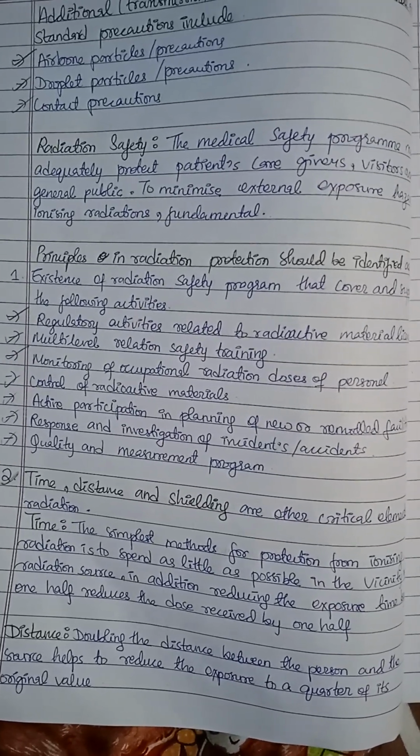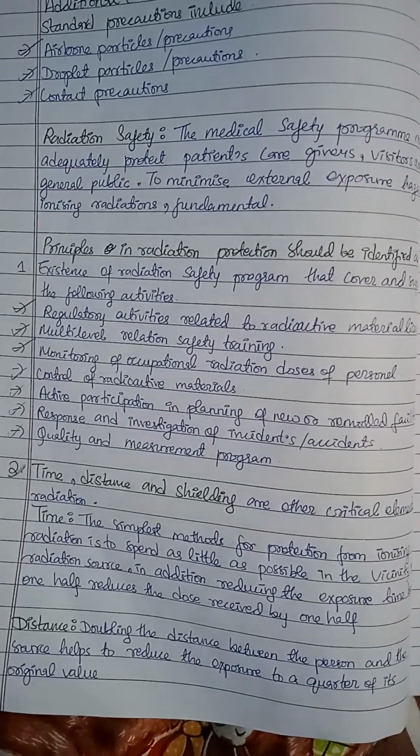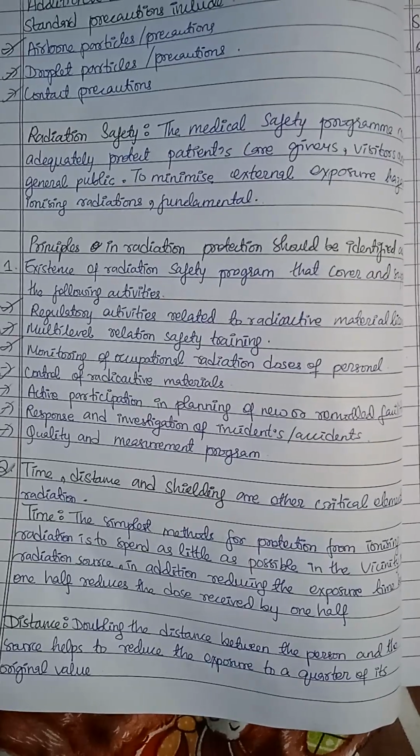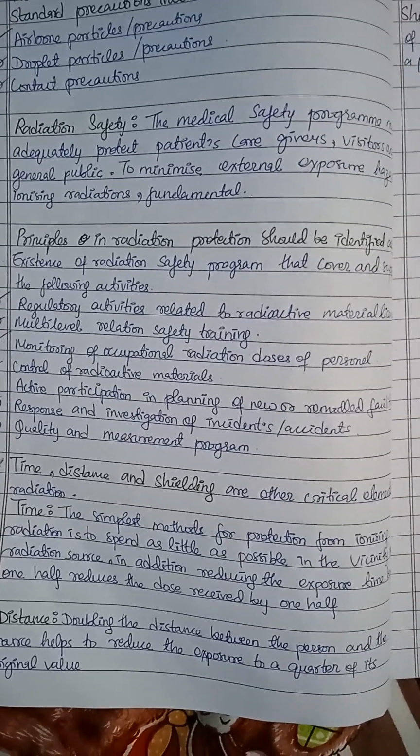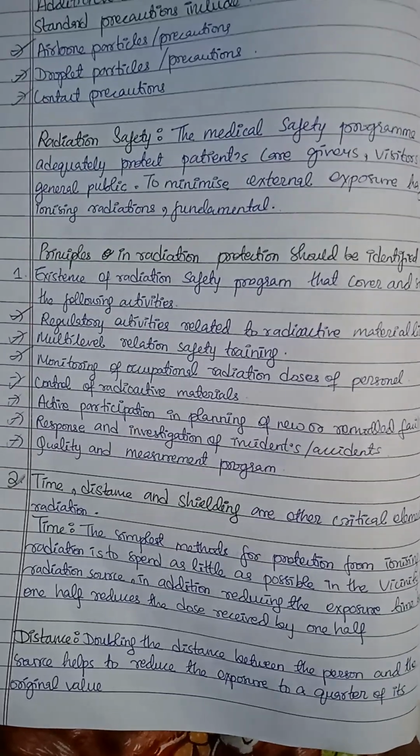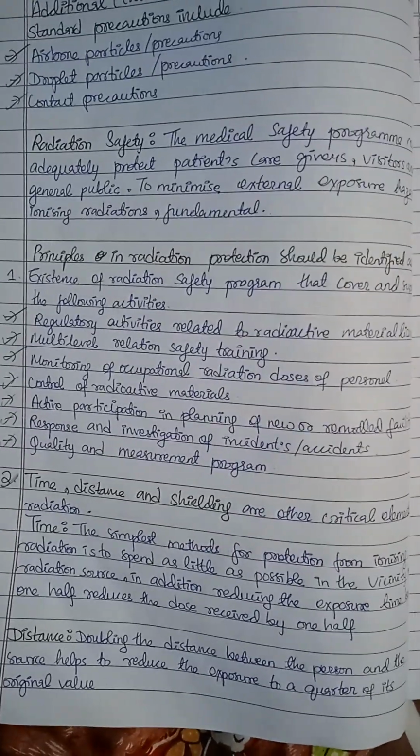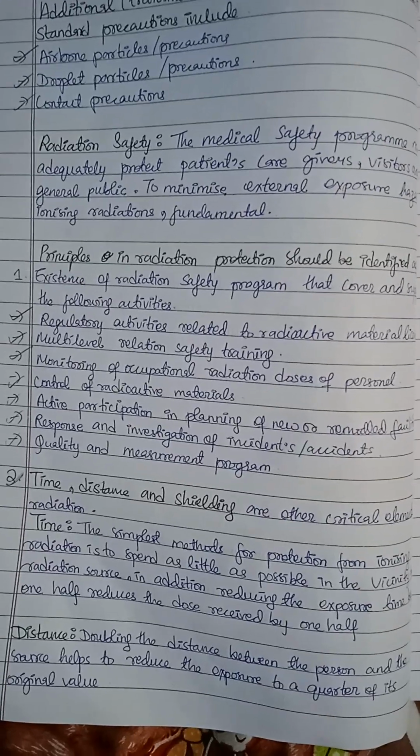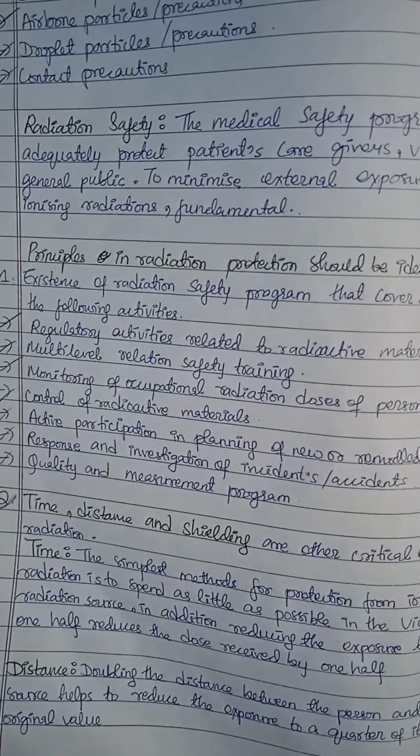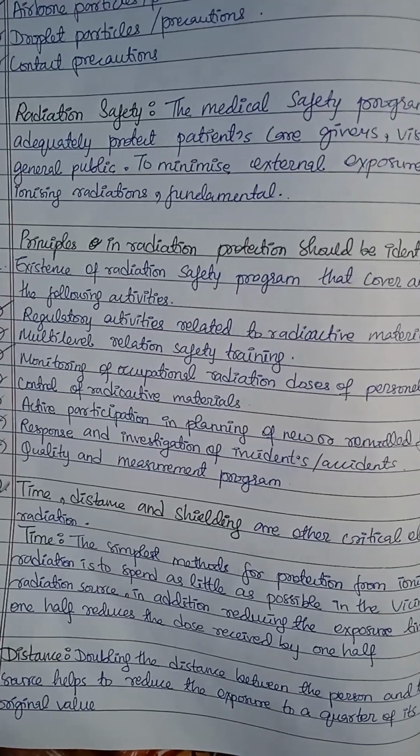Time, distance, and shielding are other critical elements. Radiation time. The simplest method for protection from ionizing radiation is to spend as little time as possible in the vicinity of the radiation source. In addition, reducing the exposure time to one half reduces the dose received by one half. Distance. Doubling the distance between the person and the source helps to reduce the exposure to a quarter of its original value.